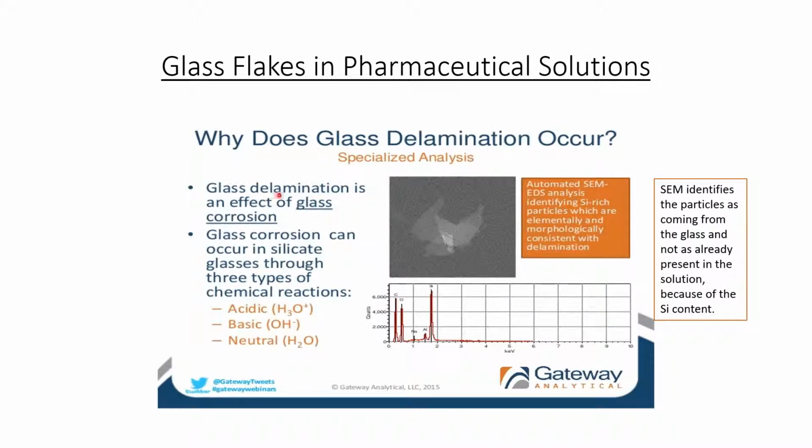Glass delamination is an effect of glass corrosion. Glass corrosion can occur in silica glasses through three types of chemical reactions: acidic, basic, and neutral. And SEM analysis of these particles identifies silicon-rich particles which are elementally and morphologically consistent with delamination. These SEM results identify the particles as coming from the glass and as not already present in the solution.